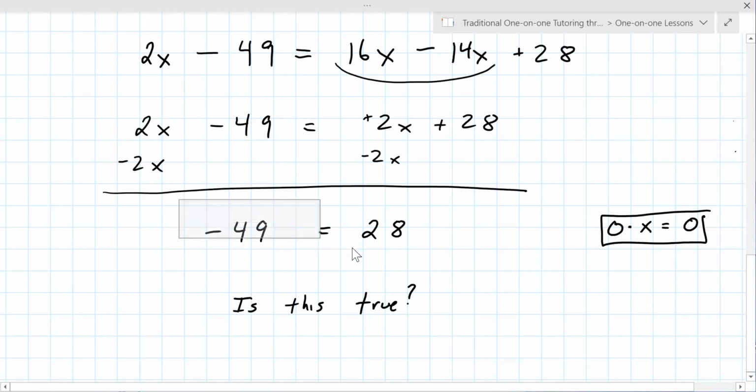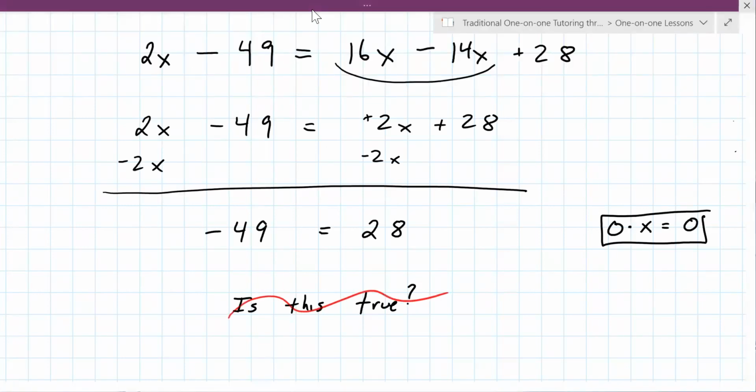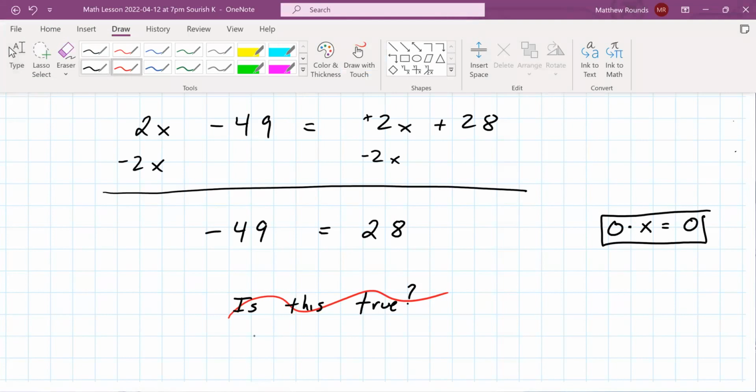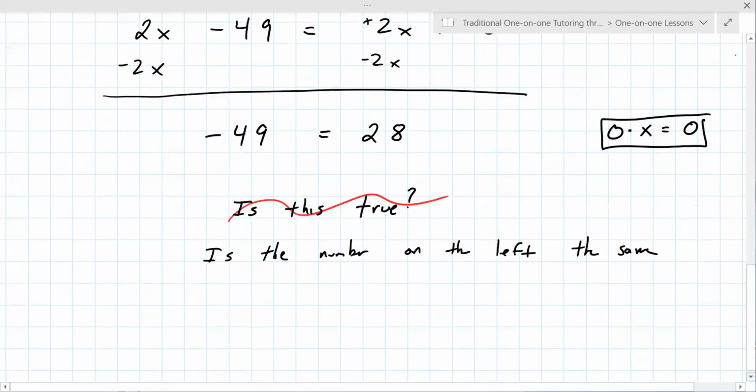So what you're left with is this statement, minus 49 equals 28. And my question to you, Sourish, is this true? Yes. Okay, let me try another way here. Is the number on the left the same as the right? No.